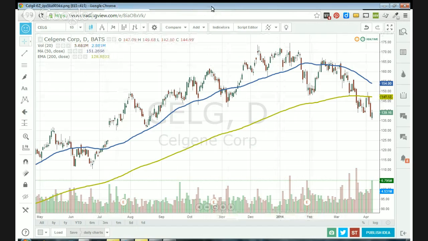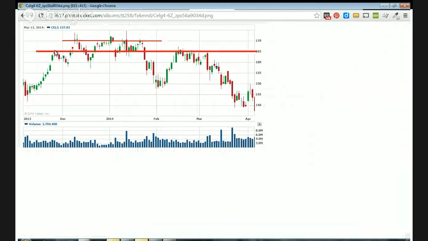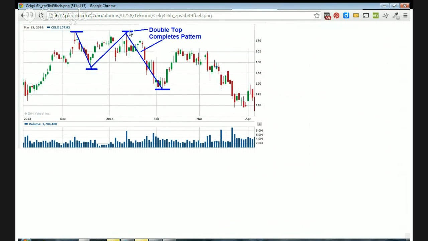We're failing to make new highs. We had a swing point here, and now we're failing to make new highs just above that. So the double top pattern is complete once we start to break below this point here. Now we have a pattern of lower lows, right? We're not able to make higher highs, and we're actually making lower lows.